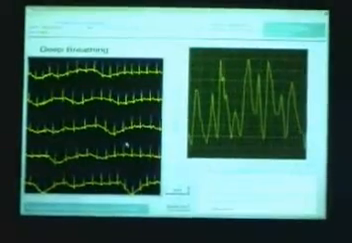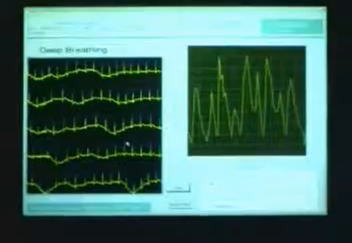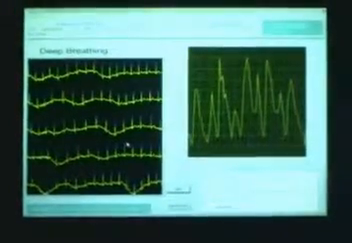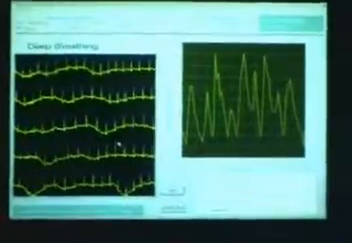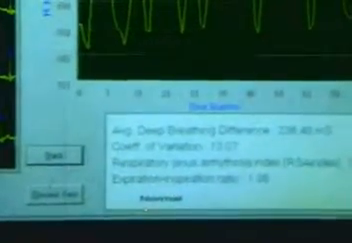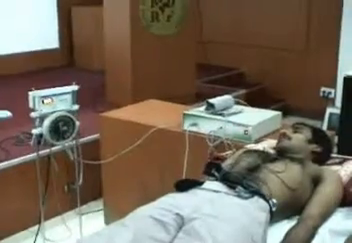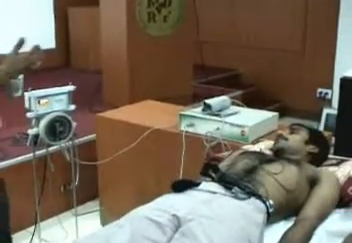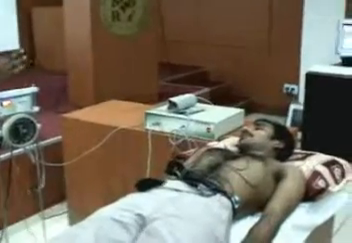Once the second test is over, this immediately gives us the results of the deep breathing. You get the average deep breathing difference, coefficient of variation, then you get the respiratory sinus arrhythmia index or the RSA index, and the expiration to inspiration ratio. For this patient, it is normal. So now your second test is over. Now we'll go on to the third one, which will be the heart rate response to standing.